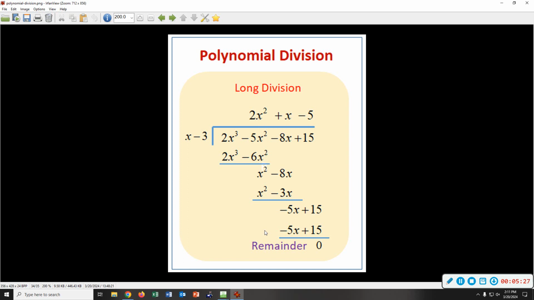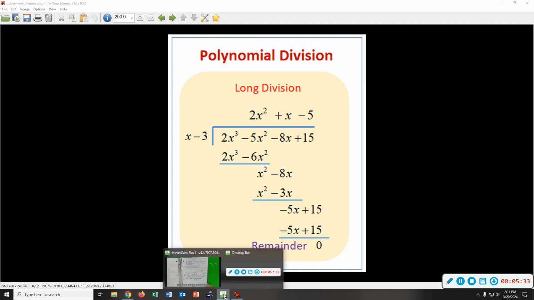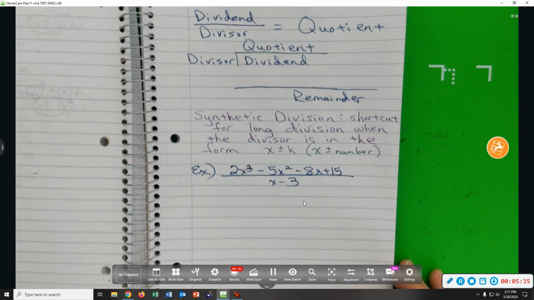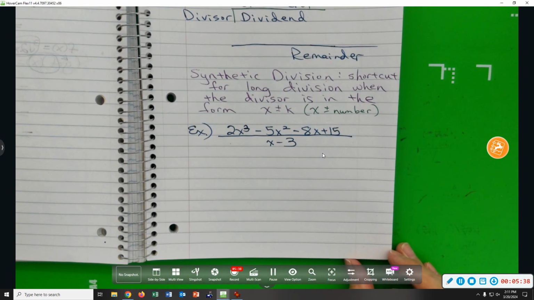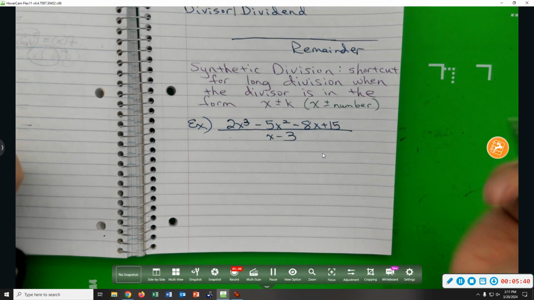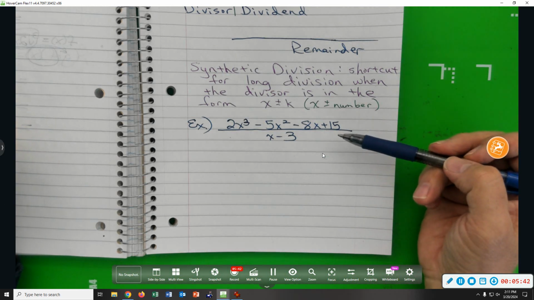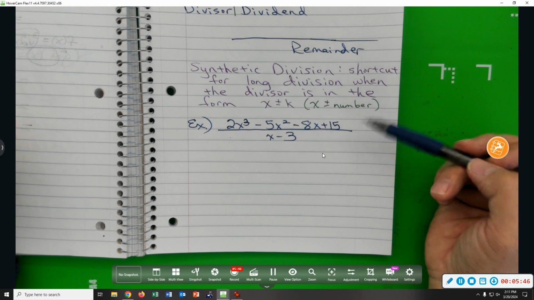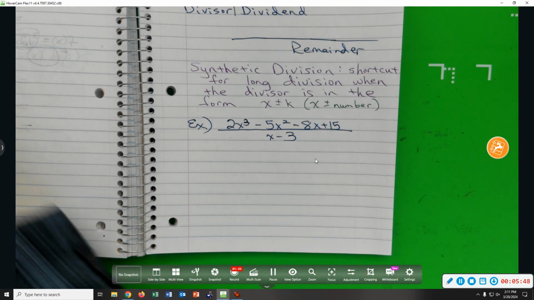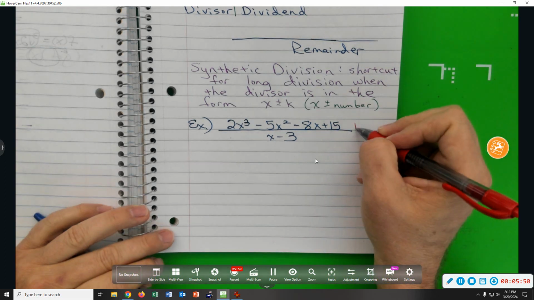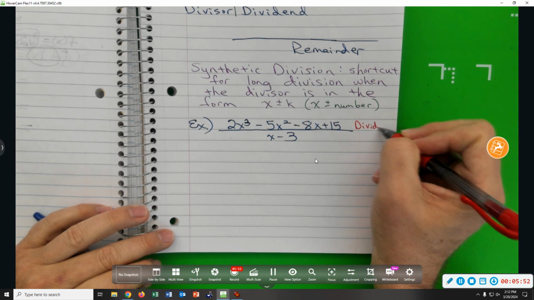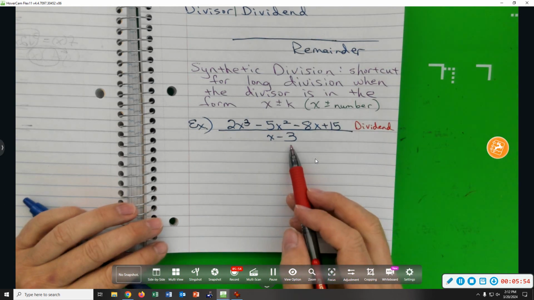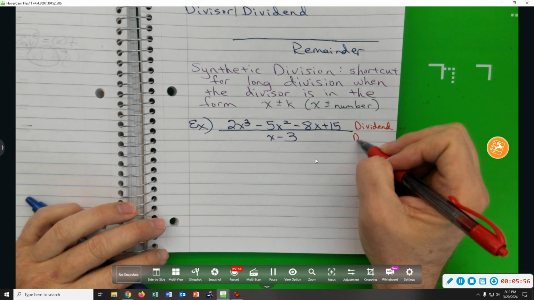divided by, let me write it down on the paper and then you'll see how I'm writing it. I don't use that long division symbol. That thing is not really conducive to algebra. So 2x cubed minus 5x squared minus 8x plus 15. That's the dividend. And the divisor is x minus 3.